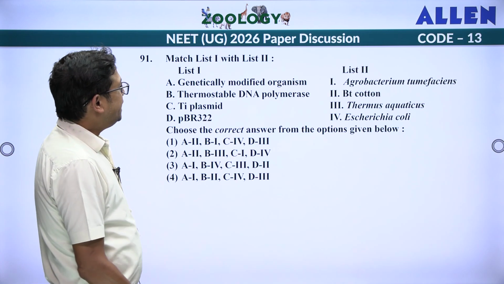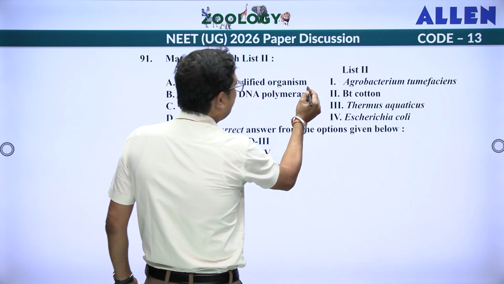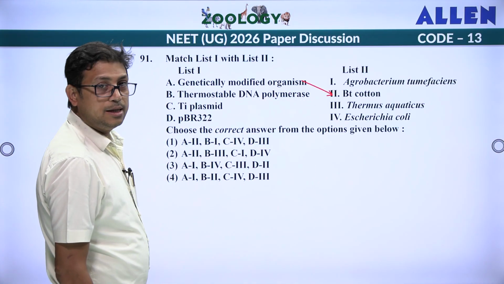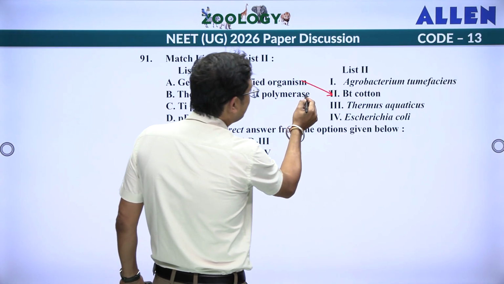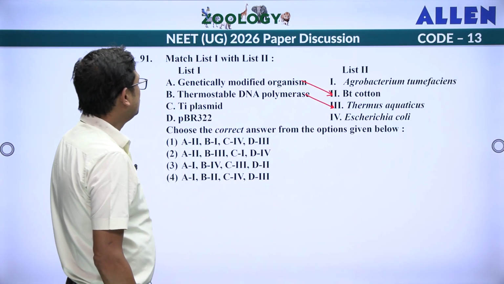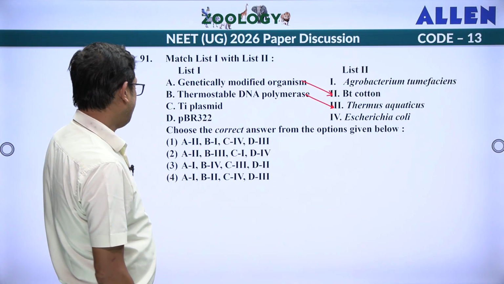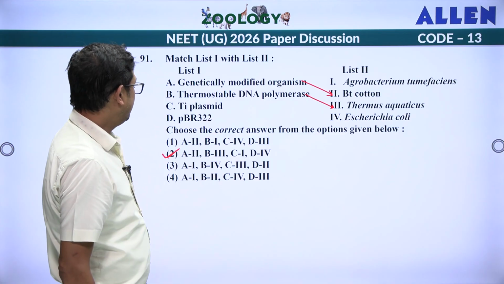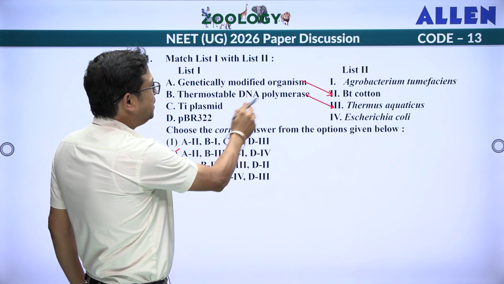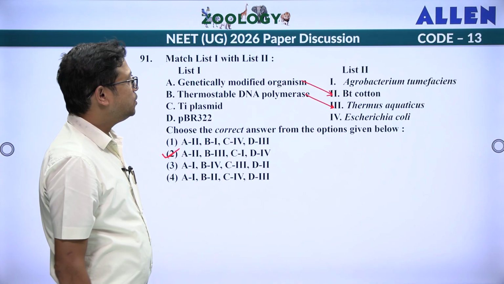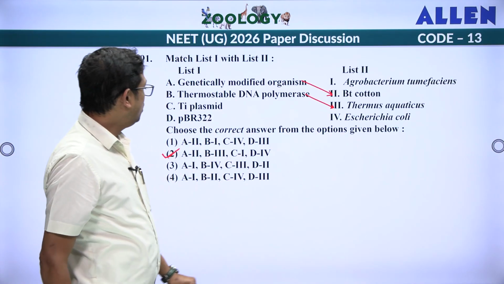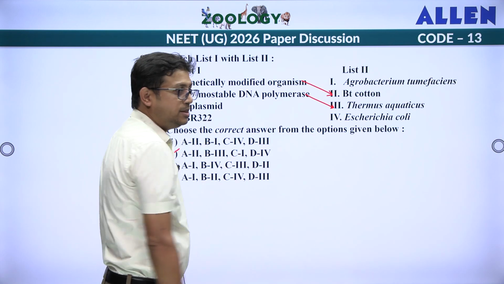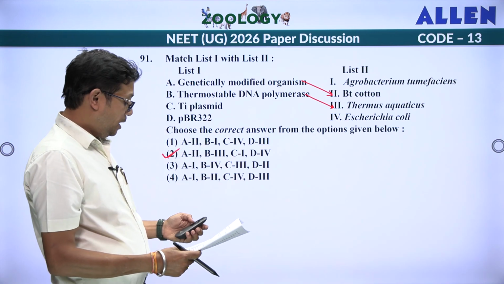Okay. So, genetically modified organism, we know it is Bt cotton, right? And thermostable DNA polymerase is Taq polymerase, which is extracted from the bacteria Thermus aquaticus. So, A should be 2, B should be 3, only one option is there. So, answer here will be the second one. TI plasmid will be Agrobacterium tumefaciens. So, in this bacteria you can find the TI plasmid, tumor inducing plasmid, and PBR 322 Escherichia coli. So, here answer is 2.